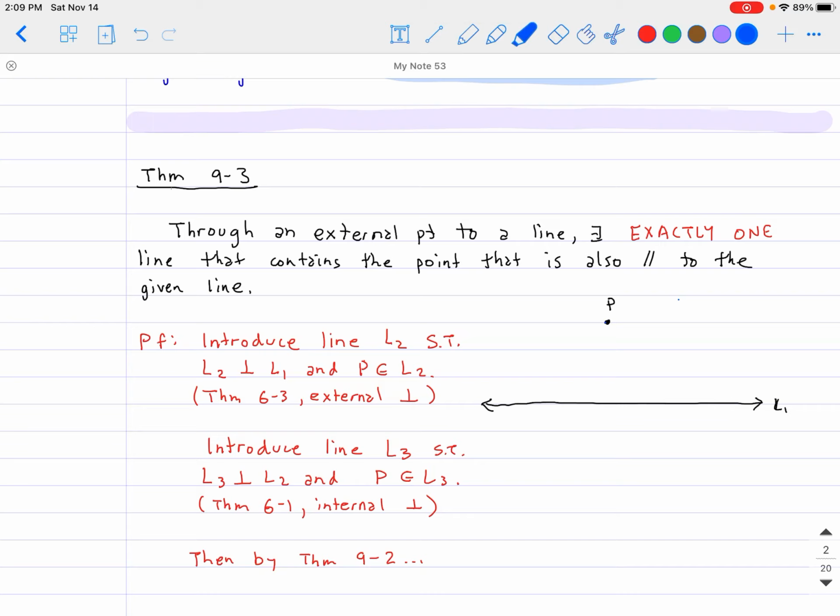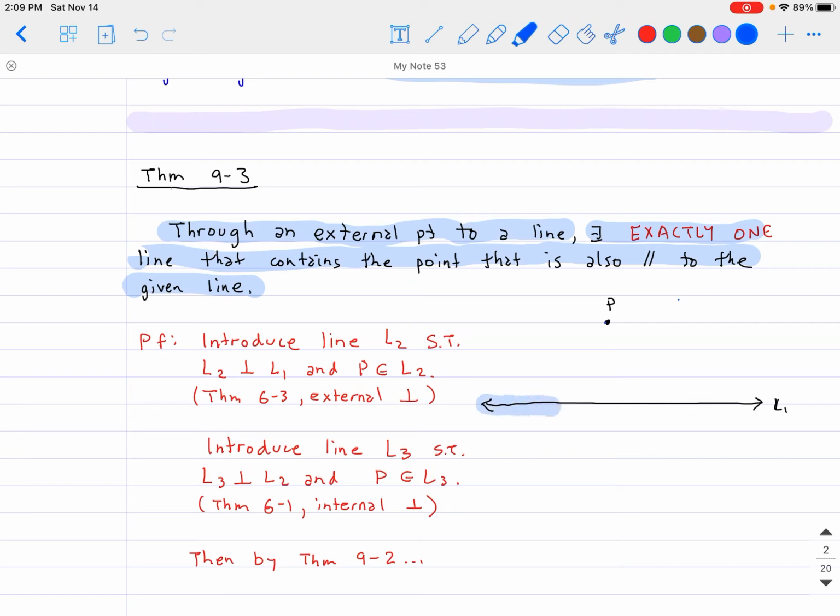And theorem 9.3, now this one is actually going to be something that's similar to what we did back in chapter 6, which is to say, if you have a point that is not on the line, through an external point to the line, there is exactly one line that contains the point that is also parallel to the given line. So here you can see in the picture on the right hand side, that's what I have.